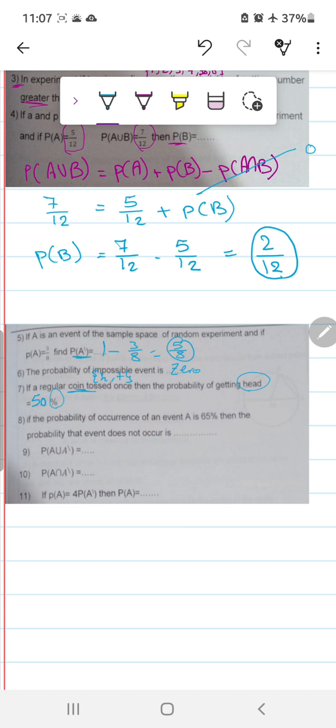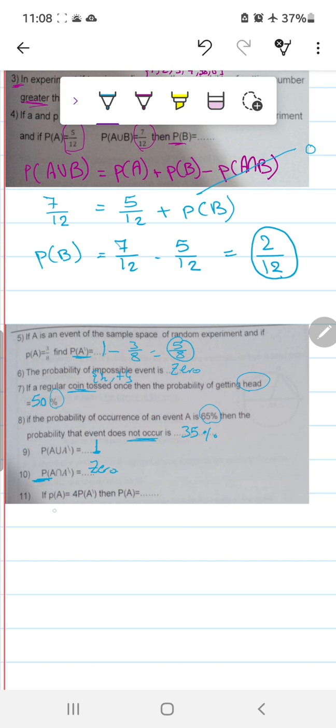If the probability of occurring of an event A is 65%, then the probability of non-occurring: here the occurring event and the non-occurring event, the sum of them is 100%. So the rest of 100 from 65% will be 35%. Okay, here probability of A union A complement, of course 1. The probability of A intersection A complement, of course 0, not phi. We call it the probability number.